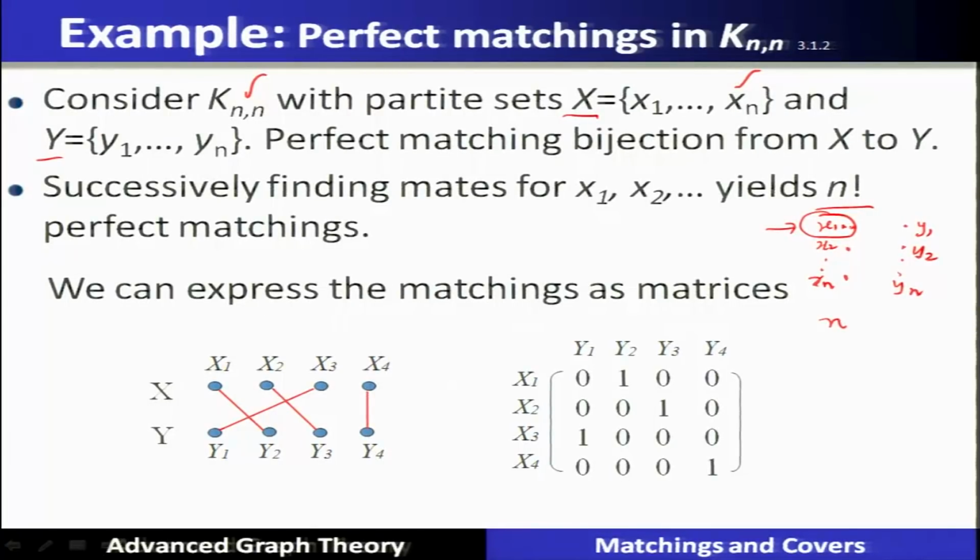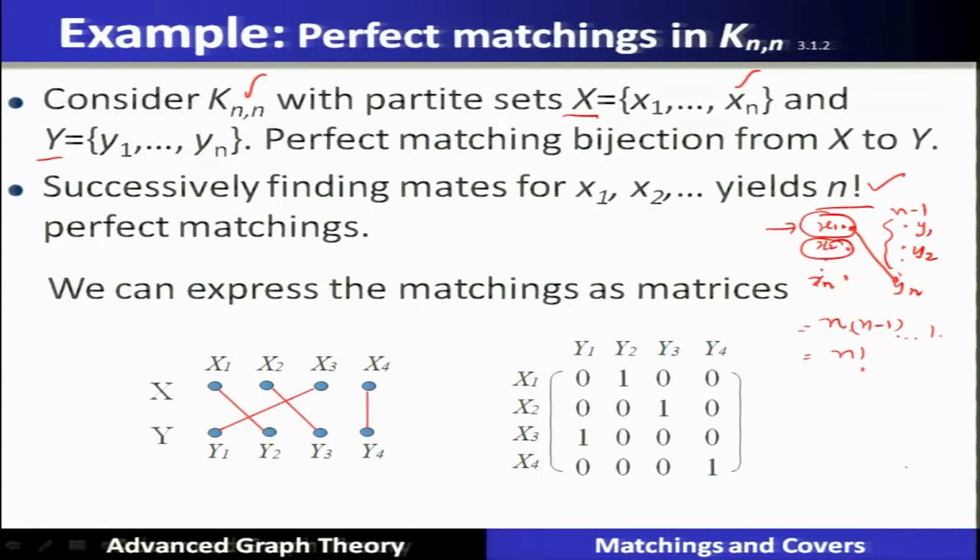Having matched with a particular vertex on the other side, the second one, x2, can match with the remaining ones, which is n minus 1, and so on. The last one will require 1, and this product is n factorial. So, n factorial different perfect matchings are possible.